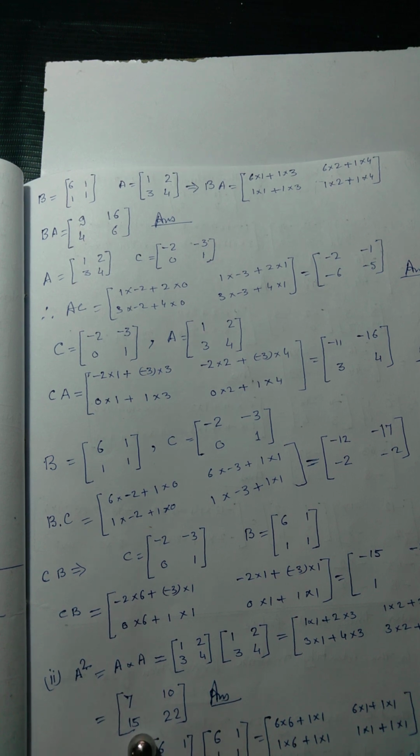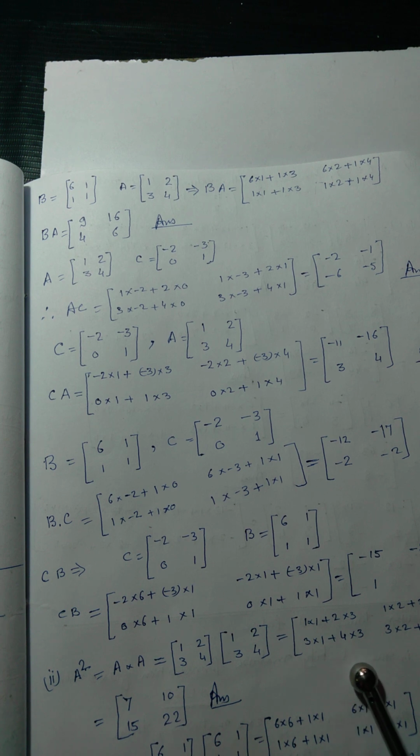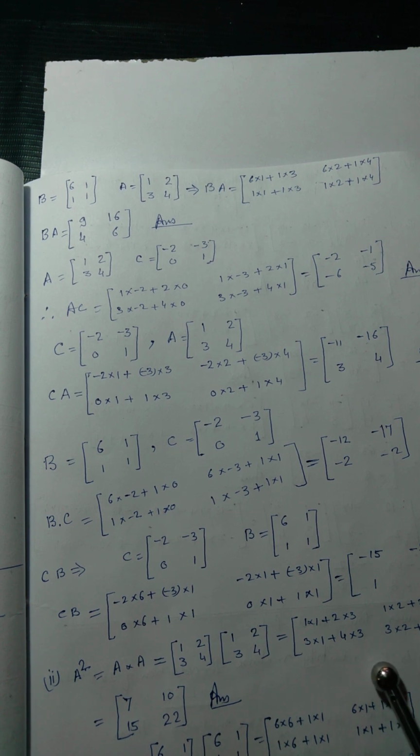Now come to this, the 15. 3 into 1 plus 4 into 3, that is 15. Now proceed for this, that is 3 into 2 plus 4 into 4, that is 6 plus 16, that is 22, and this will be the answer.